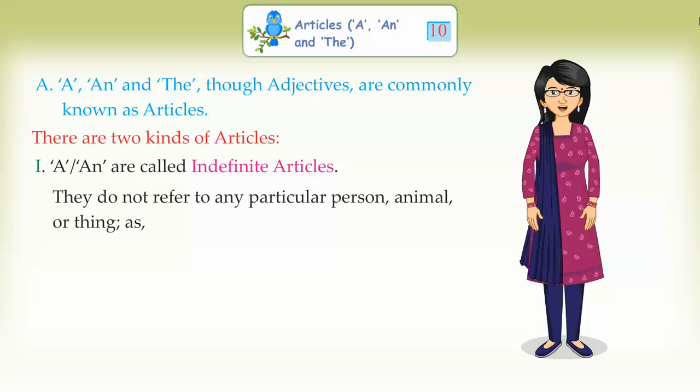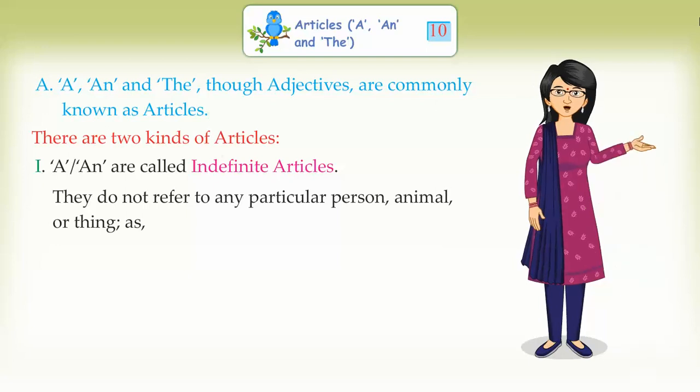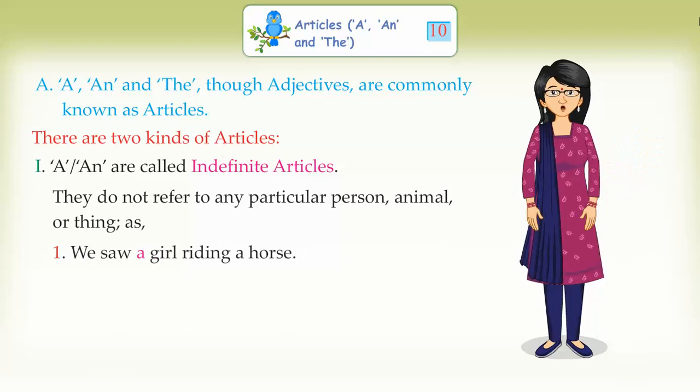They do not refer to any particular person, animal or thing, as in: we saw a girl riding a horse. There is an orange in the basket.